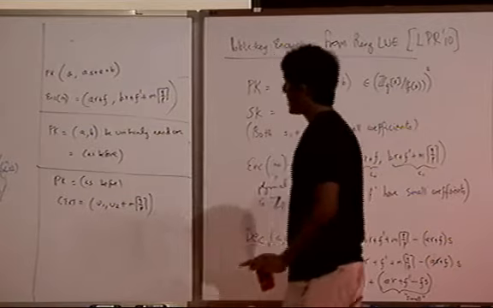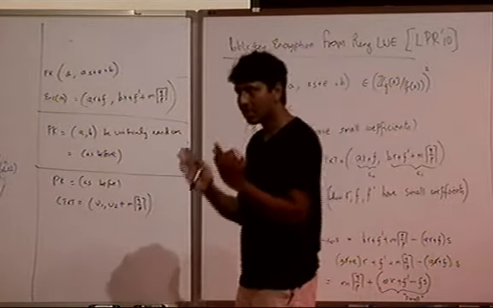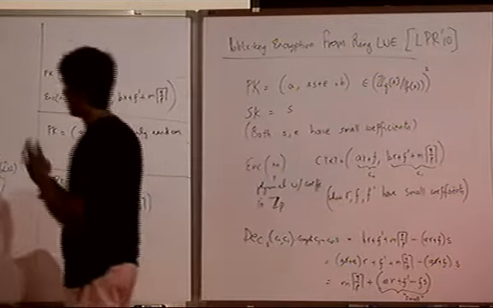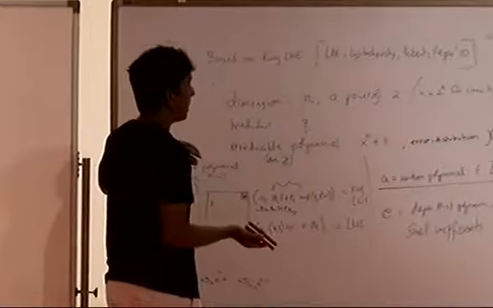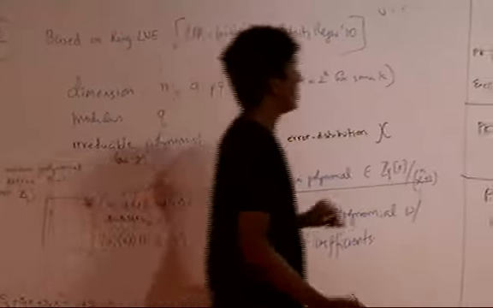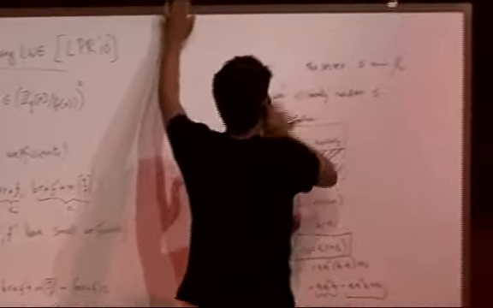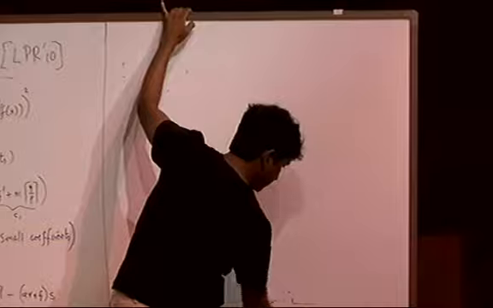And what's nice about the scheme is that it has small public keys, it has small ciphertext, and everything is nice and efficient. Let's actually calculate these numbers, to see how efficient it is. What should I erase? Okay. So why is this efficient?